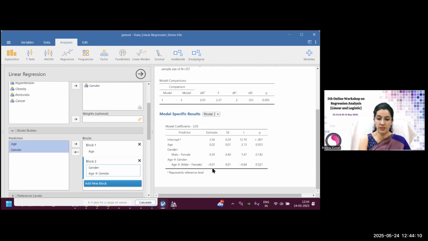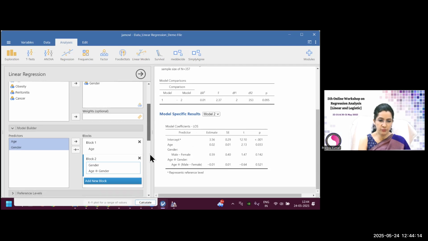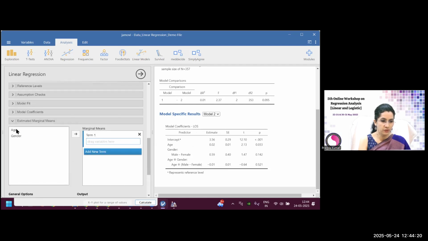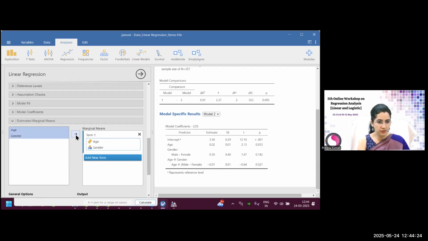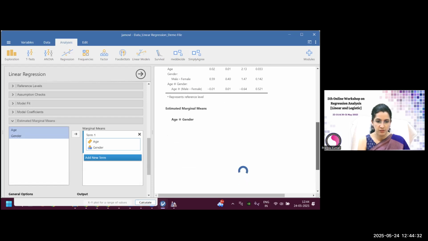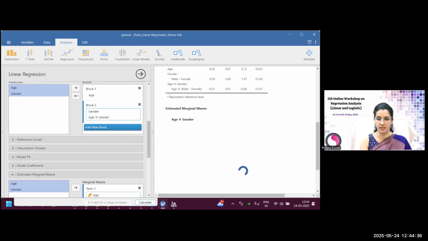If you want to see it in the form of coefficient. Otherwise, generally what we do, you give the estimated marginal mean. So here, what I'll do, this age and gender, I'll move here, and then it will give you the estimated marginal mean that you can report. Otherwise, you just say that there is an interaction.